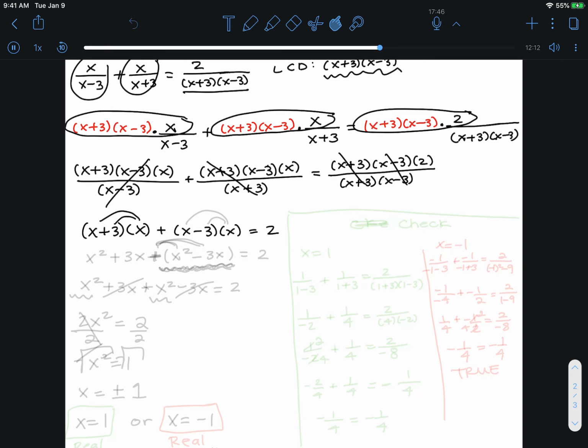Using the distributive property, x times x is going to be x squared, x times 3 is going to be 3x, plus x times x is going to be x squared, and then x times negative 3, negative 3x, equals 2. Now, do notice here that I put these in parentheses, right? Because I do have to distribute this positive into the second fraction.